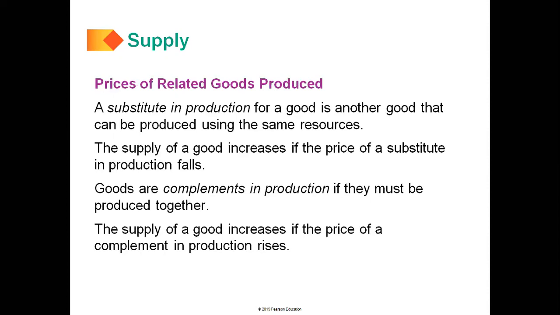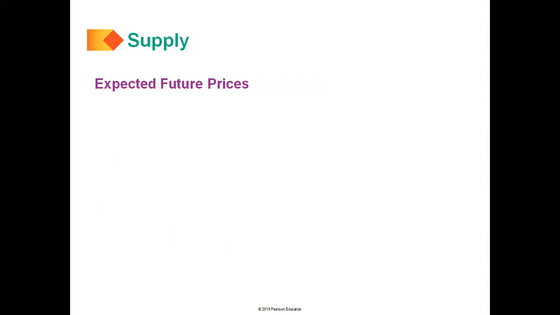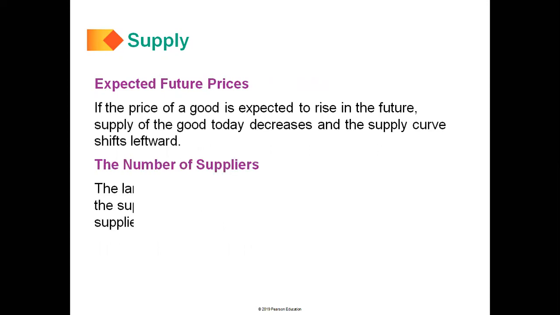If the price of a complement rises, I'll produce more of that moving along the curve, but it will cause the demand for the other thing that I produce with that to go up. Should make sense. Or I shouldn't say the demand. Should cause me to produce more of the other good. Supply goes up. Okay. All right.